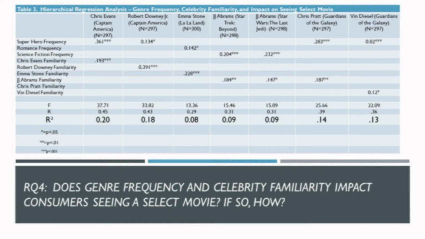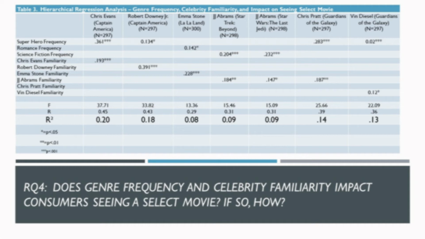I have Christopher Evans for Captain America, Robert Downey Jr. for Captain America, Emma Stone for La La Land, J.J. Abrams for Star Trek Beyond, J.J. Abrams for Star Wars: The Last Jedi, Chris Pratt for Guardians of the Galaxy, Vin Diesel for Guardians of the Galaxy. Additionally, I also have celebrity fit here, and celebrity familiarity. What we can see here is that celebrity familiarity is very helpful and useful in predicting how likely people are to see a movie.